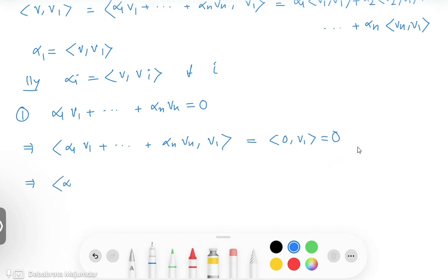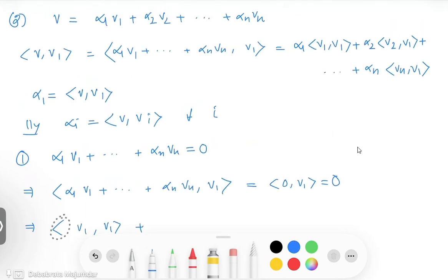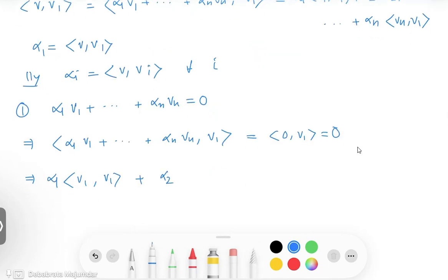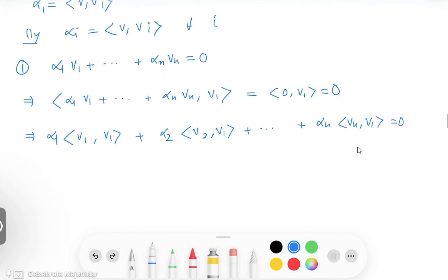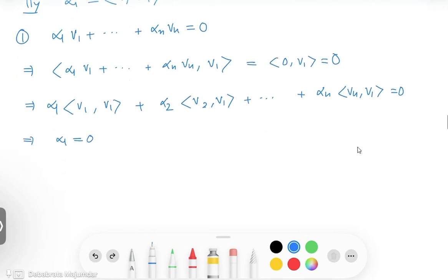So now basically this is alpha 1 v1 comma v1. I can write this thing now: alpha 1 v1 comma v1, alpha 2 v2 comma v1, up to alpha n vn comma v1. Basically this will be 0. So all these are equal to 0, right? So then I will get alpha 1 is equal to 0 because this is 1. Fine. Similarly, all the alpha i are 0, right?